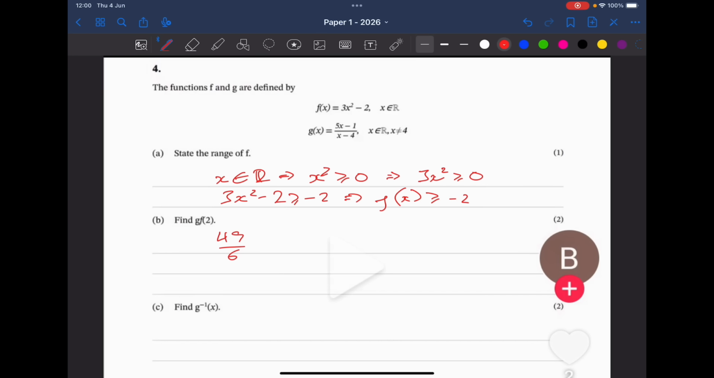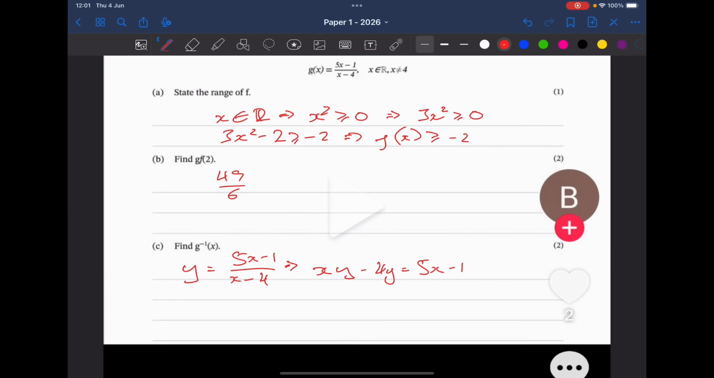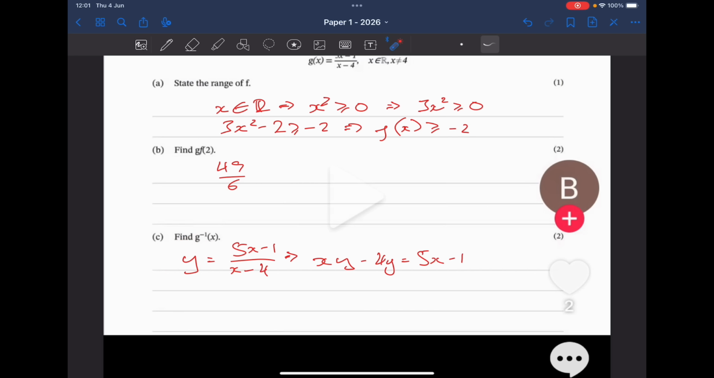The inverse, there are a few ways you can do it. I'm going to say that y is equal to 5x minus 1 over x minus 4. I will times by the x minus 4 over. So I've got xy minus 4y equals 5x minus 1. Now I start with a single y, so I want to end up with a single x. So I bring all the x's to one side, all the y's to the other. So I'm going to bring all of my x's to the left. I have xy minus 5x is equal to 4y minus 1.